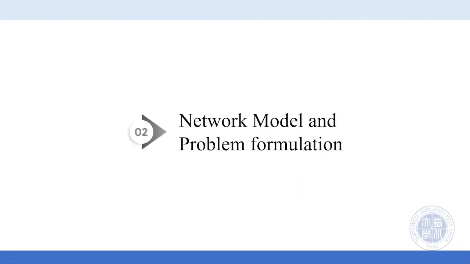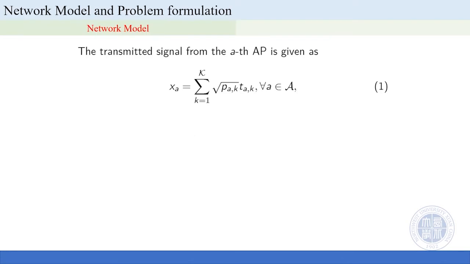In this part, we present the IRS-assisted cell-free network model and mathematically formulate a sum-rate maximization problem to jointly design the power allocation and the passive reflecting beamforming. The transmitted signal from the AP is given as, where s represents the transmitted signal from the AP to the k-th user, and p denotes the transmit power from the AP to the k-th UE.